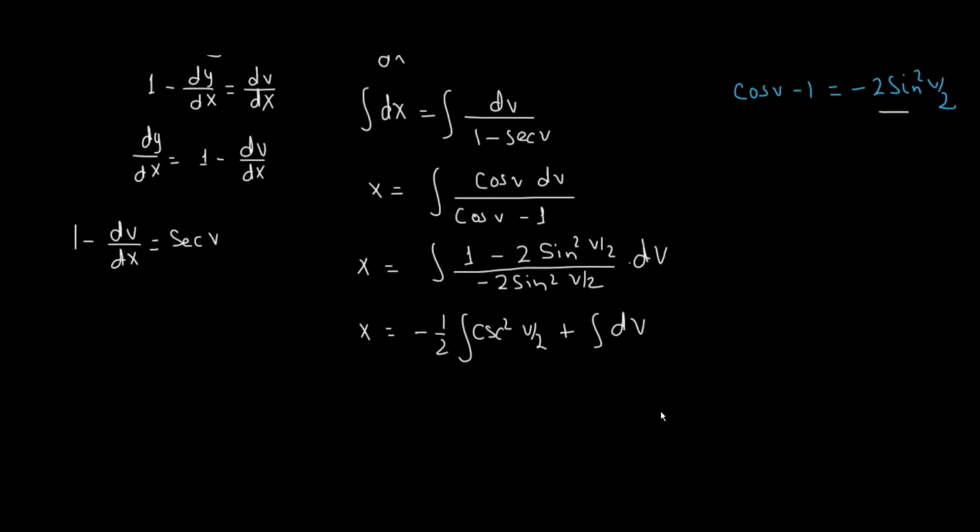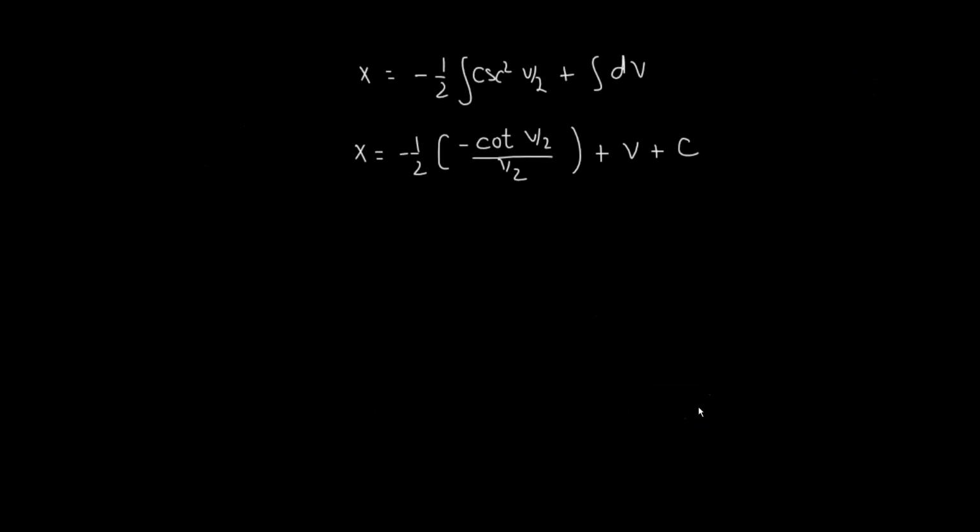Now solving this integration is very simple. We have x equals negative half the integration of cosec squared v over 2, so that is negative cot v over 2 divided by half, plus the integration of dv, which will be v plus the constant of integration c. So the half and half get cancelled, negative and negative becomes positive, so we have x equals the cotangent of v over 2 plus v plus the constant of integration c.